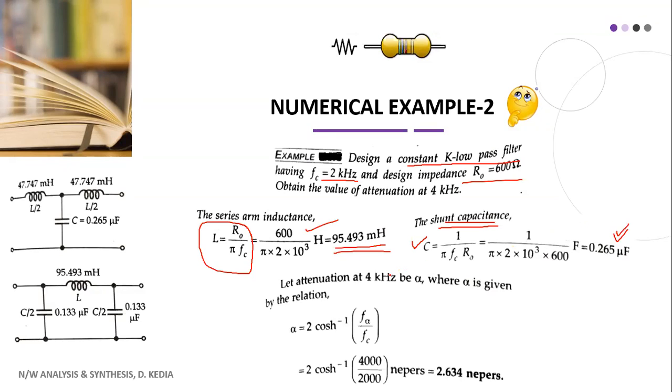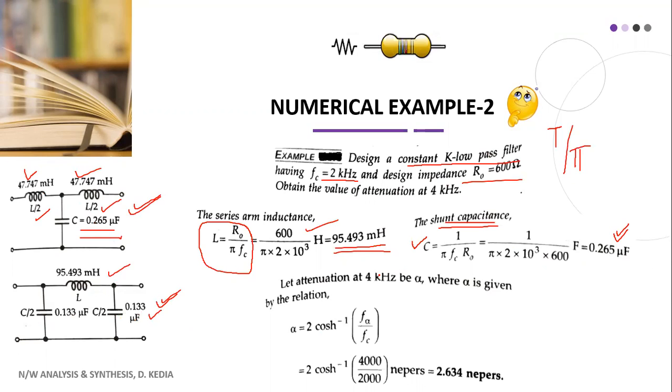Now, because it is written low pass filter, it is not mentioned whether we have to design T section or pi section. So obviously we'll have to design both. For T section, it will be L by 2, which will be half of this. We have done that. Capacitor will be as it is. That's it. We have designed the T section constant K low pass filter. For pi section, it will be L here, and then C by 2, C by 2, so half of this. This we have shown.